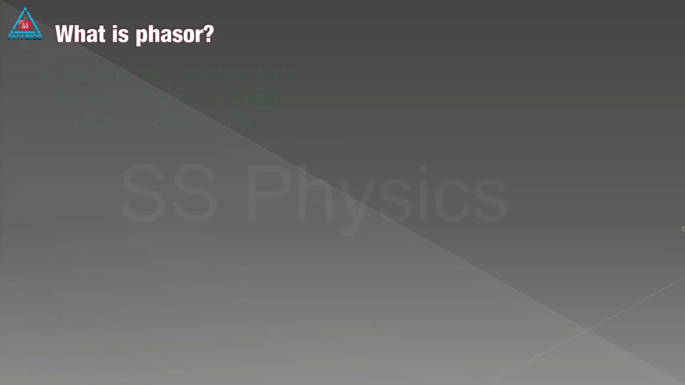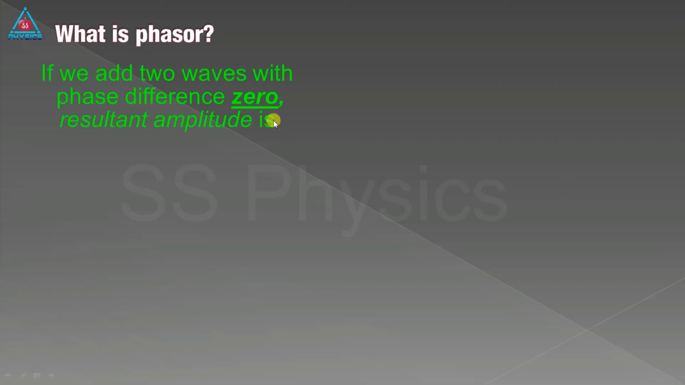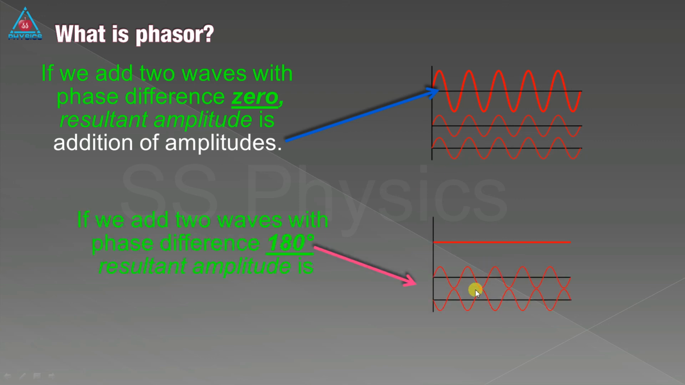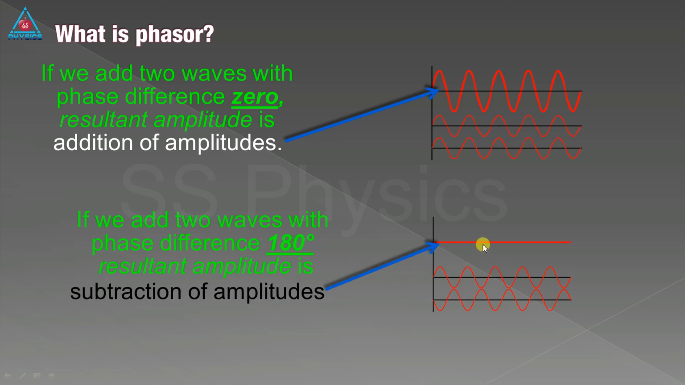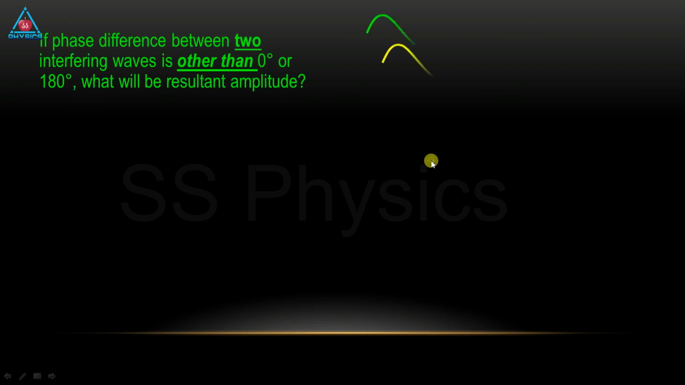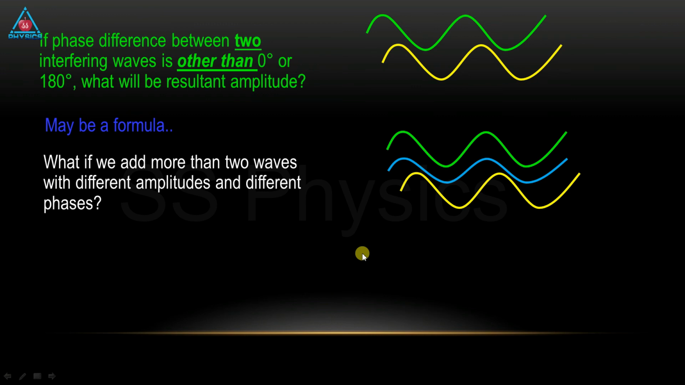What is phasor? If we add two waves with phase difference 0, resultant amplitude is addition of amplitudes. If we add two waves with phase difference 180 degrees, resultant amplitude is subtraction of amplitudes. If phase difference between two interfering waves is other than 0 degree or 180 degree, what will be resultant amplitude? Maybe a formula. What if we add more than two waves with different amplitudes and different phases?